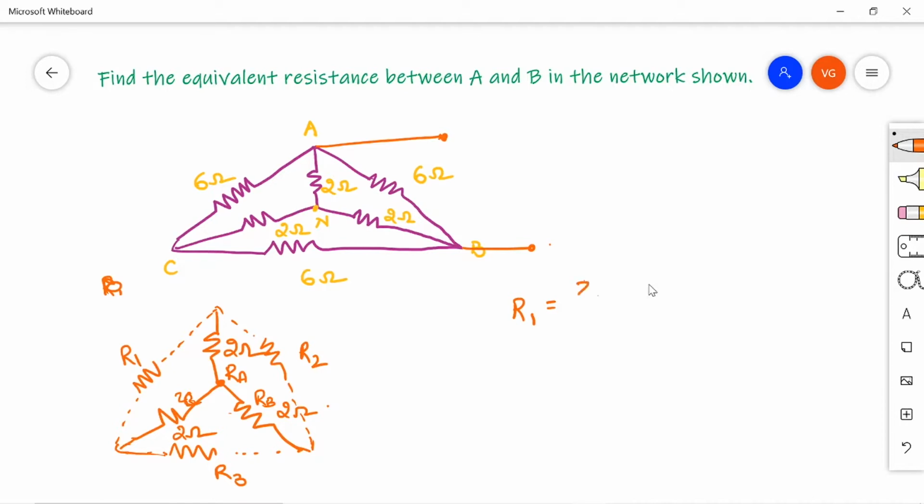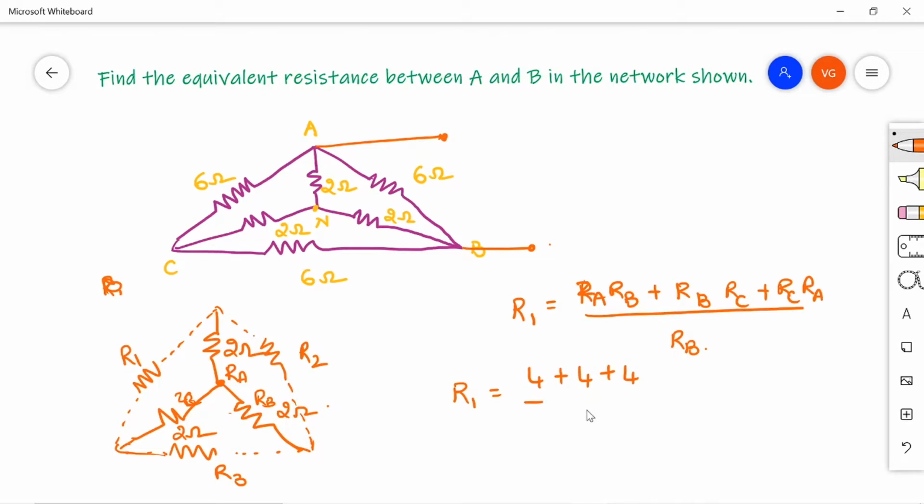So R1 equals RA RB plus RB RC plus RC RA, divided by the resistance opposite to R1. What is that resistance? RB, that you take. So R1 is equal to 2 into 2, all are 2 ohm resistances only, so 4 plus 4 plus 4 divided by 2. This will be 12 divided by 2, that is 6.